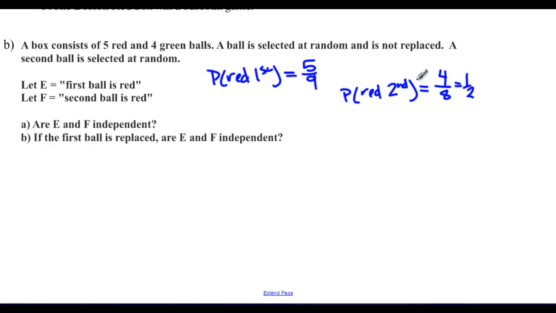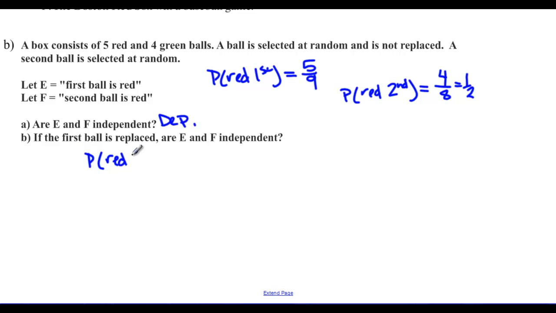And even if we had decided that you had not drawn a red ball the first time, this numerator turning to 8, these probabilities are not going to be the same for the first and second. So one does impact the other. So these are dependent.